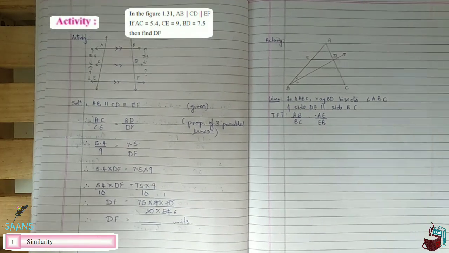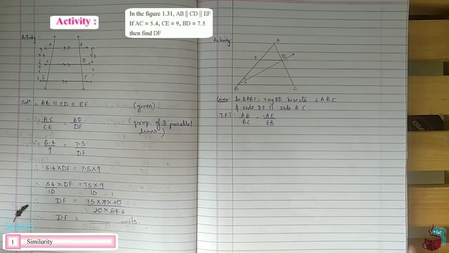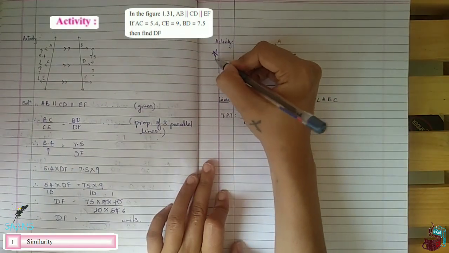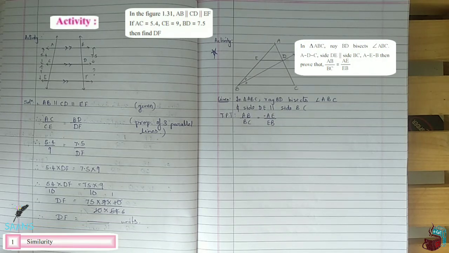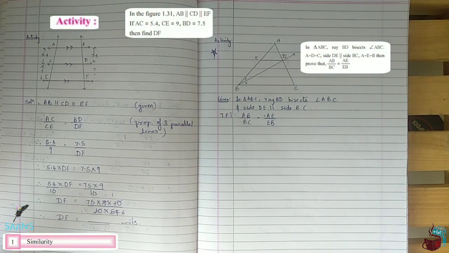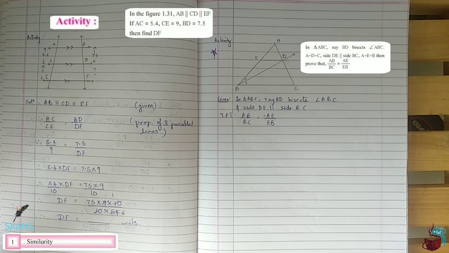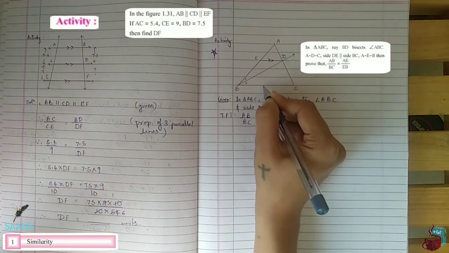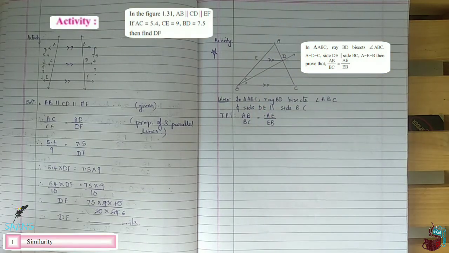Now we will discuss the last sum for this particular part. Very easy, interesting and very important activity. It can be asked as an activity or it will be asked as a direct sum. In triangle ABC, ray BD bisects angle ABC. A-D-C, side DE is parallel to BC. So I'll mark it over here. Side DE is parallel to BC.